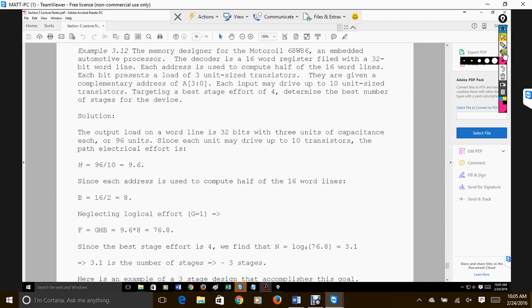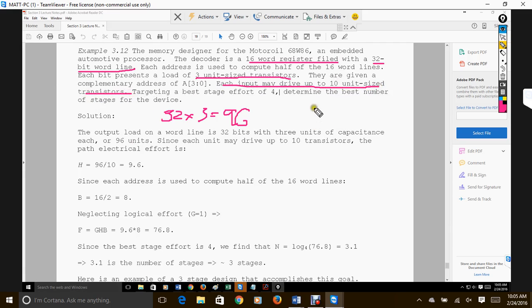So here we have 3 unit size transistors. So here's how you determine the first part. So it has 3 unit size transistors, and each address, the address consists of a 32-bit word line. So 32 times 3 is going to be 96. And so where the 16 word register is going to come into this is the branching. So what's going to happen is, since each input may drive up to 10 unit size transistors, your H value is going to be your C out over your C in, right? So this is going to be the ratio of 96 over 10.